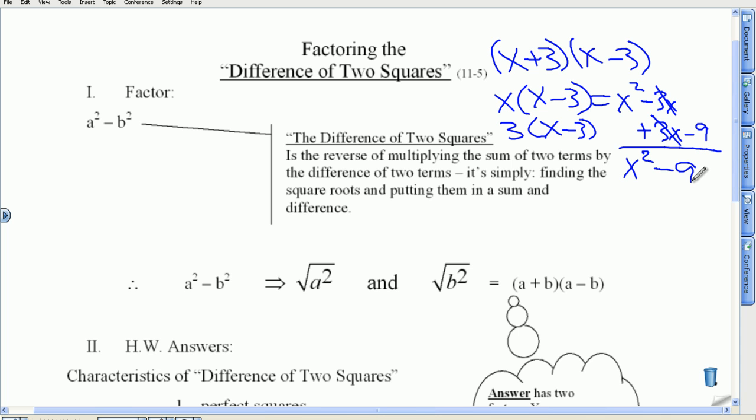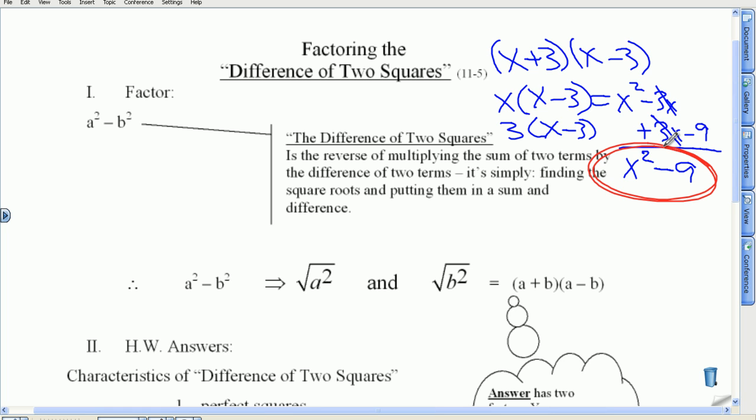We are going to talk about how to factor things like x squared minus 9, which are called difference of two squares. Basically, we're going to be doing the exact opposite of what we did in the second half of yesterday's assignment.